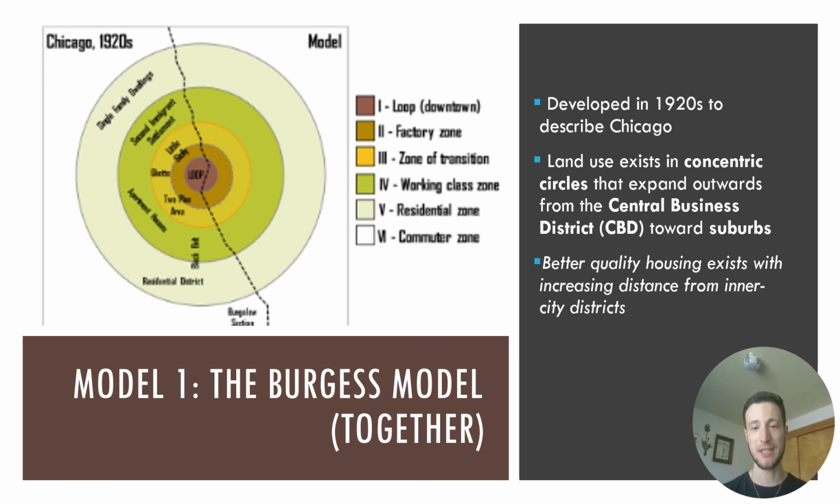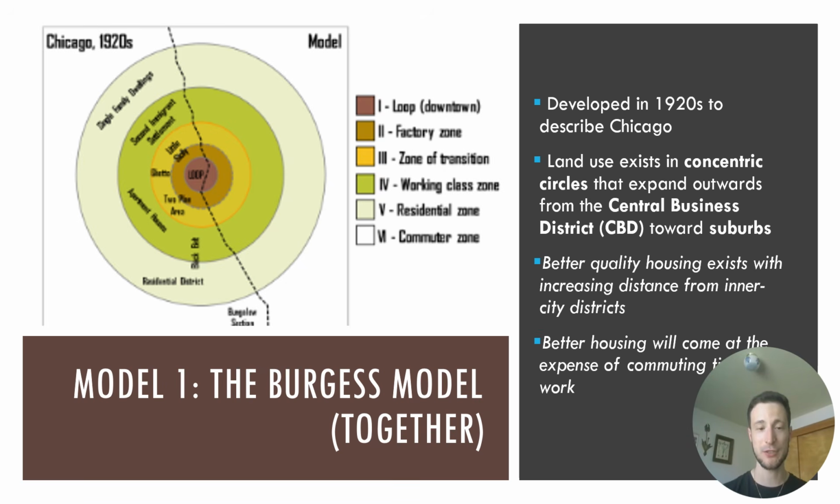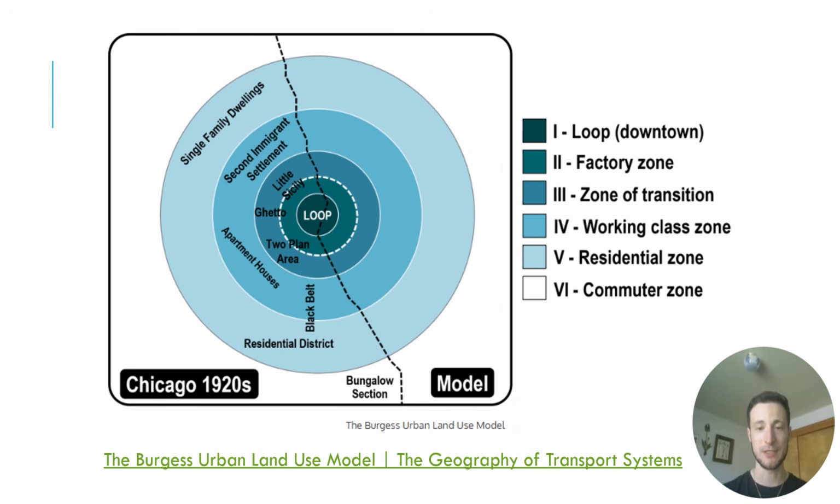Better quality housing exists, and the cost there is the commute. So now if you're going to work in the central business district, you're going to need to commute longer distances. So there's what it looks like again. These ones have specific roles or functions that have developed as you get farther and farther out.